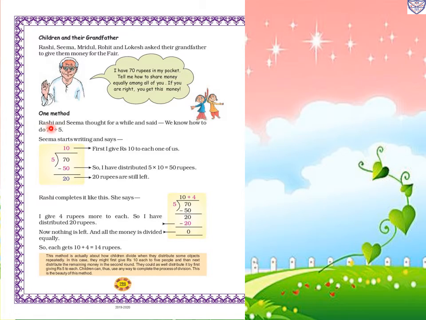So one method: Rashi and Seema thought for a while and said, we know how to do it. So total how many children are there? 5. So they divide by 5.